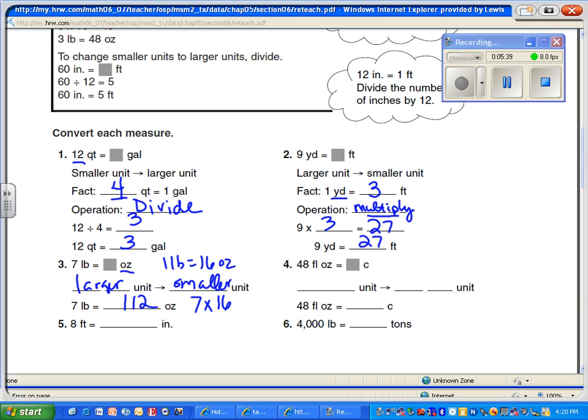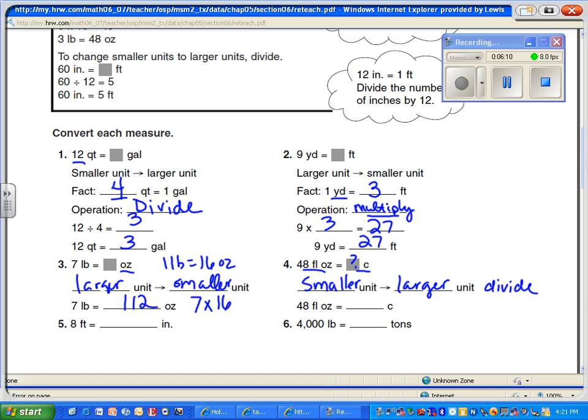All right, and over here on number 4, 48 fluid ounces equals how many cups? We're trying to figure that out. So we are going from smaller units to larger units. So what was the operation we're supposed to do? I think we're supposed to, let's see, smaller to larger, we're going to divide. So we're going to end up dividing here.